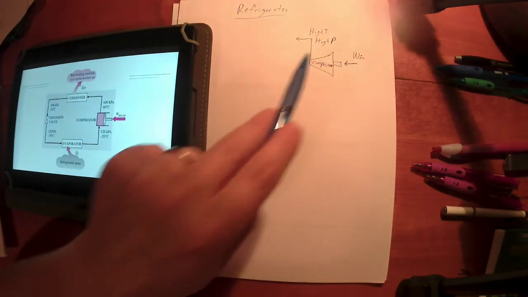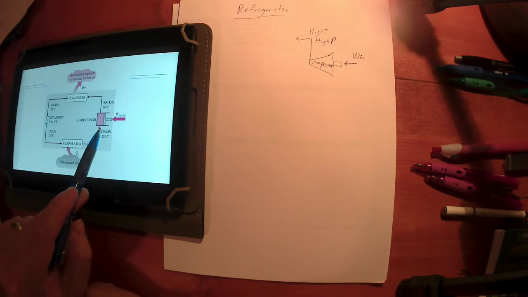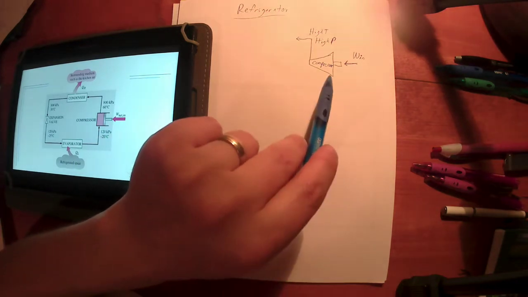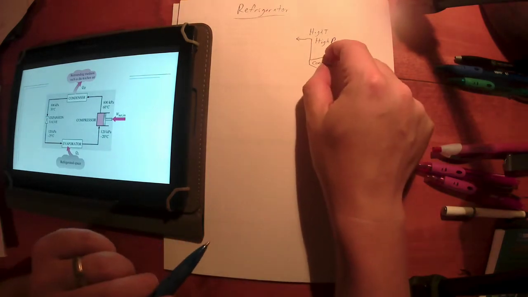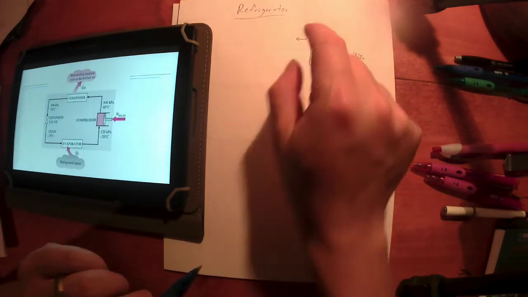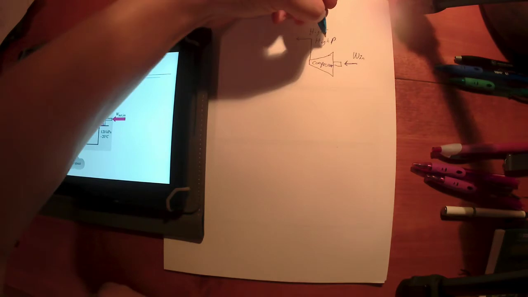I'm starting at the compressor. Again, your text likes to draw a piston cylinder. I like to draw a turbo compressor, the reverse of a turbine. So the output's coming out of where it gets squeezed down and coming out this end. It gets squeezed to a high pressure.